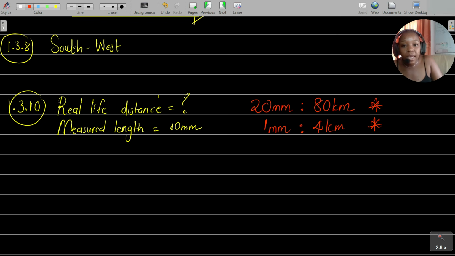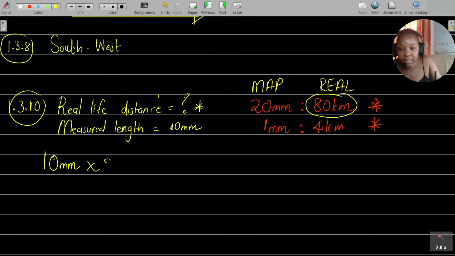And then from there, what do we need to do? We take that 10 millimeters, and we want the real life distance. So this 20 represents the map, or this 1 represents the map. The 80 or this 4 represents the real. So we want the real, so you multiply by 80 kilometers divided by 20 millimeters. What do you get? Then you get that the real life distance is equal to 40 kilometers.